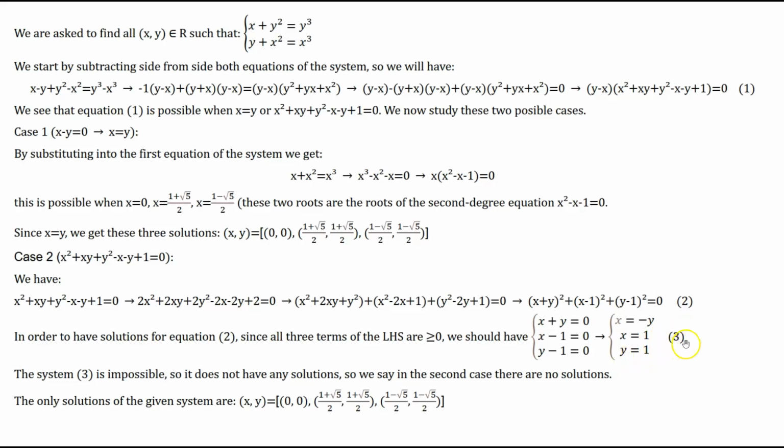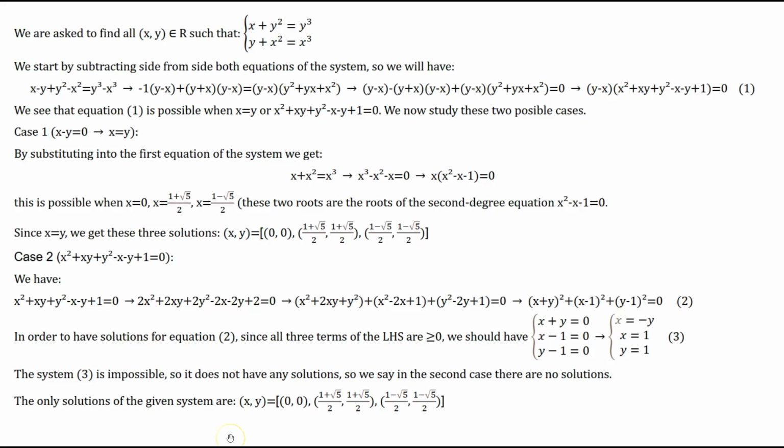This set of equations is impossible because, as we see, x is equal to 1, epsilon is equal to 1, and x should be equal to minus epsilon. So we do not have any possible solution from this set of equations, which tells us that case number 2 does not produce any solutions for the initial given set of equations. So in the second case, there are no solutions.